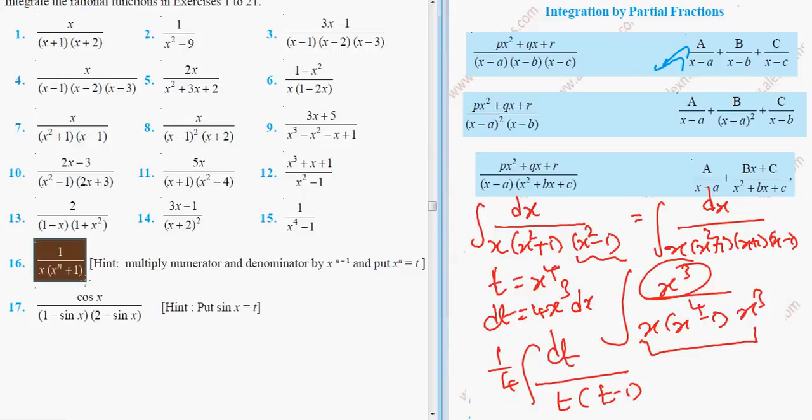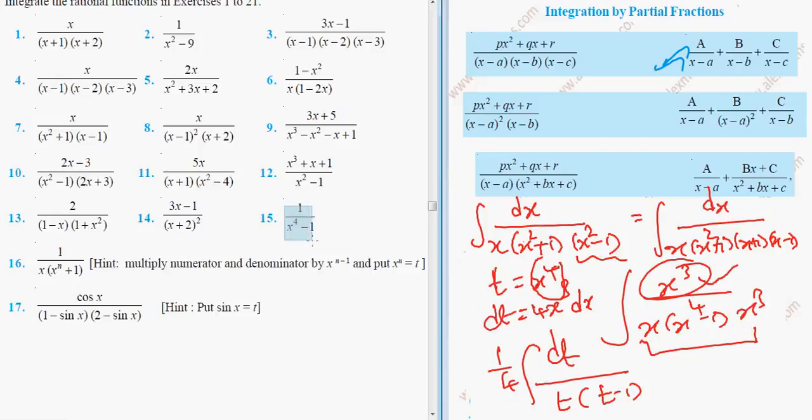See, why did we multiply x power 3 in both numerator and denominator in this problem? Because it is one power less than what is given in the question, that is x power 4. So here it is x power n. So I have to multiply with x power n minus 1 in both numerator and denominator. Take t and dt, you will get a similar step.